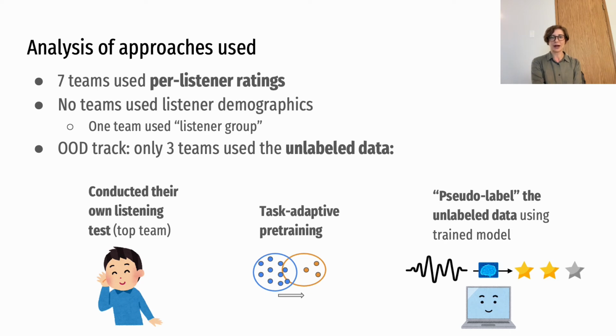For the out-of-domain track, only 3 teams tried using the unlabeled data. The winning team actually conducted their own listening test to get labels for that data. Another team used the data for task-adapted pre-training, and 1 more team tried pseudo-labeling the unlabeled data using their pre-trained model.